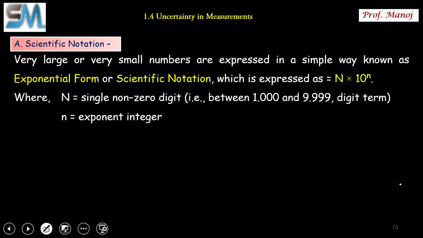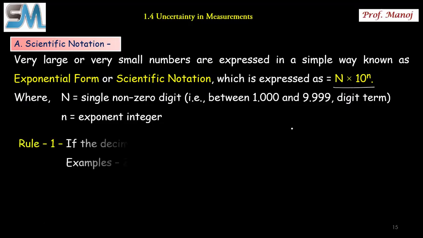Let us now come to the second part of our chapter, that is scientific notations. You know, in chemistry, we come across sometimes very large numbers or very small numbers. So all the numbers are now scientifically to be expressed in the format given here as N into 10 raised to n. So whenever a number is given, shift the decimal point and make it into this format.